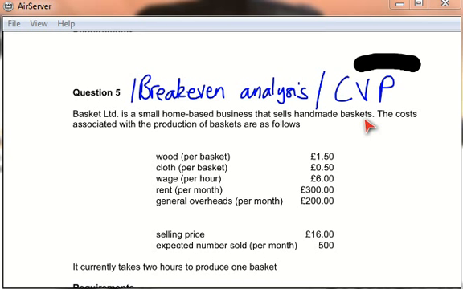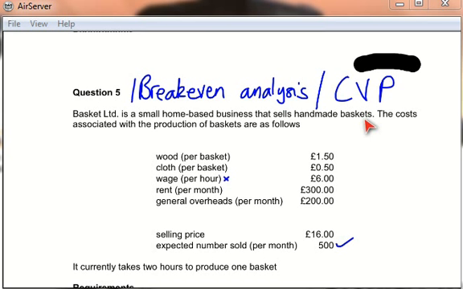Now this is something different. It's not per basket, it's wages per hour. So I need to know how much is it per basket. All right, we'll get back to that later on. Then I've got my rent here, which is per month £300, and my general overheads is per month again £300. I'm given my selling price, which is £16. I'm given my expected number of units to be sold here, which are 500.